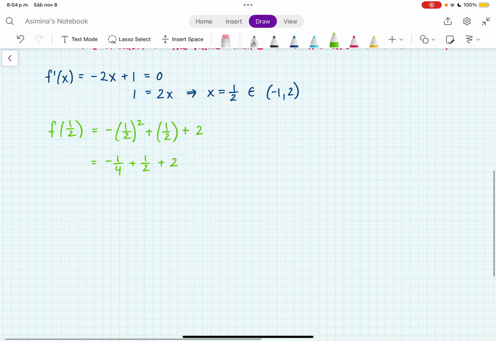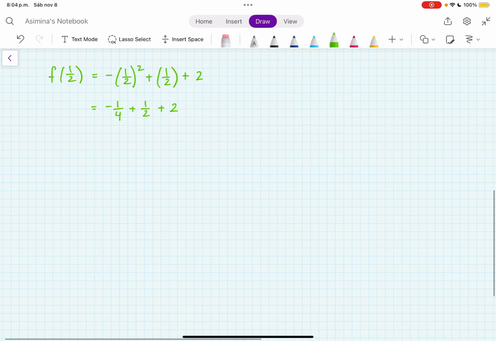So we can write all these as fourths so we can add them. So this is minus 1/4 plus 2/4 plus 8/4. So if we add this up together, minus 1 plus 2 plus 8 over 4, we get 9/4.